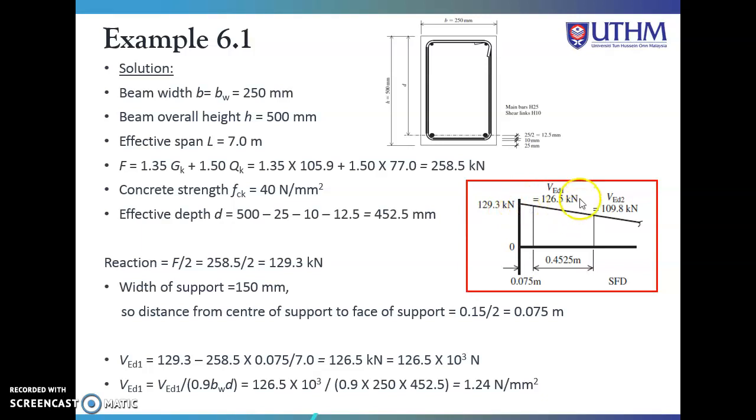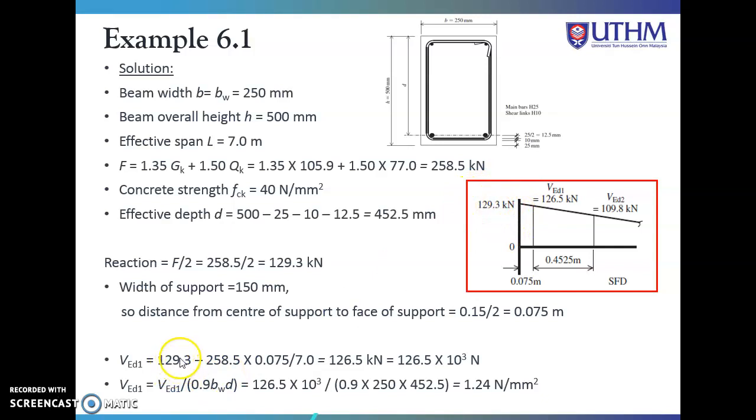Okay, so we need to calculate the VED1 and VED2. Okay, so we are given the width support is 150 mm. And the distance from the center of the support to the face of the support. Okay, this is the center of the support and this is the face of the support. Okay, is 0.075, which is half of the width of the support. Okay, so we need to calculate the VED. So we already know here the VED.